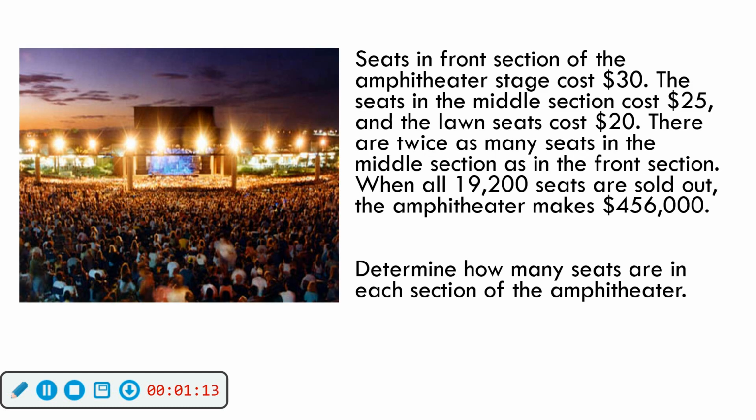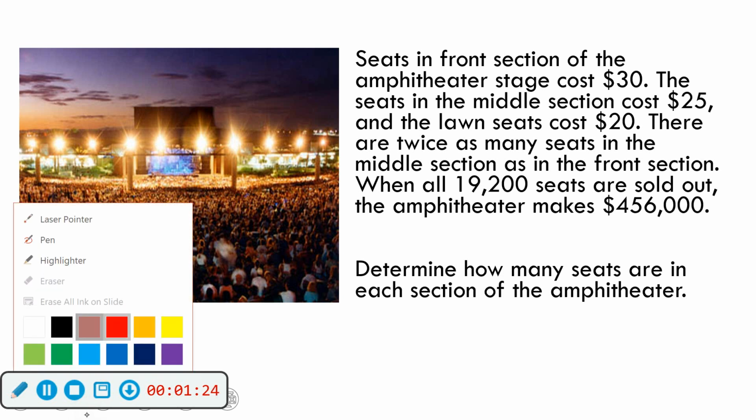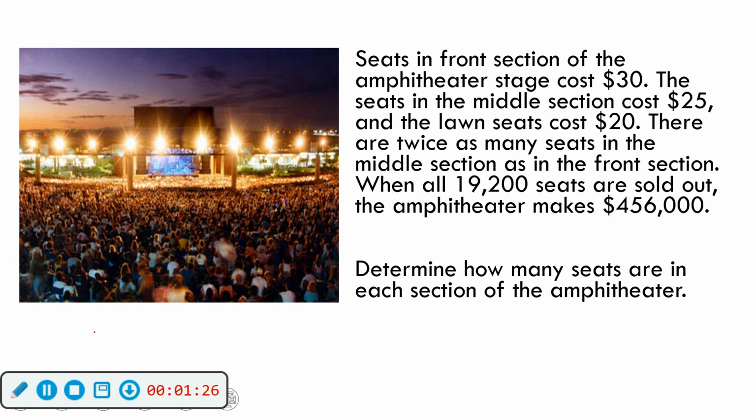In this particular problem, we're talking about an amphitheater, and there happen to be three different parts. Let me move this to the side so it doesn't impact us. Give me 1 second. There are three different sections. We have the very front section, the middle section, then the lawn section.